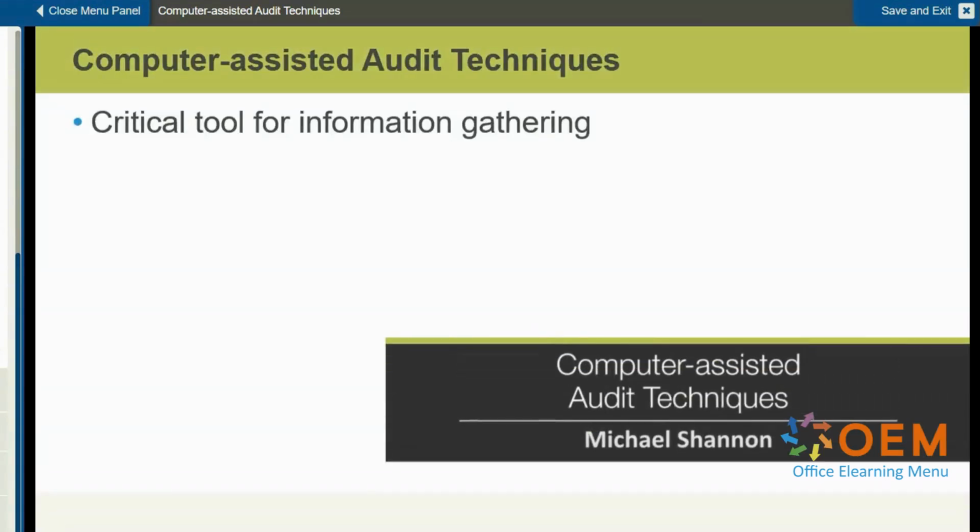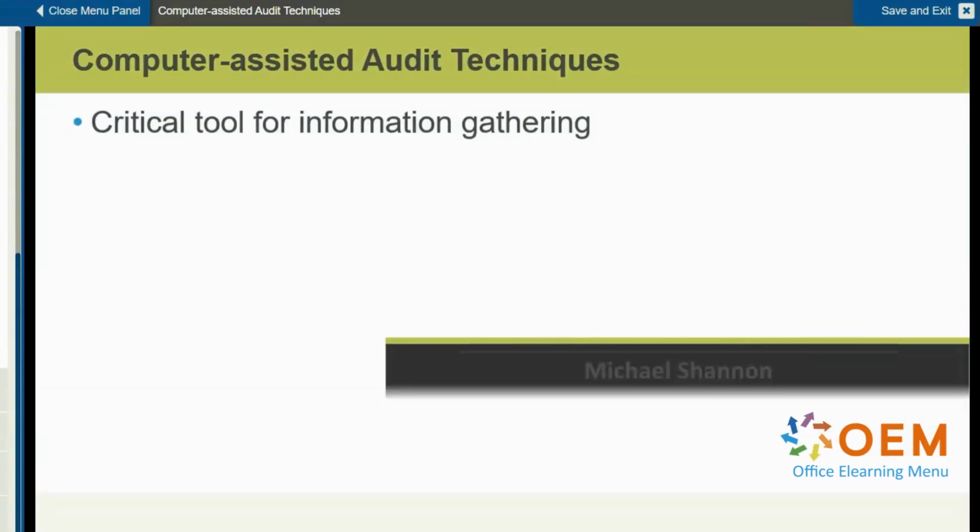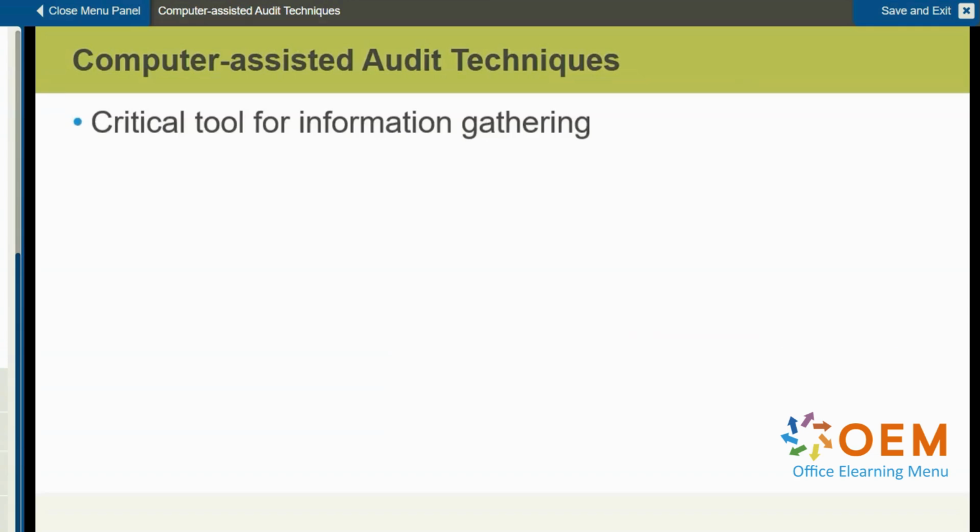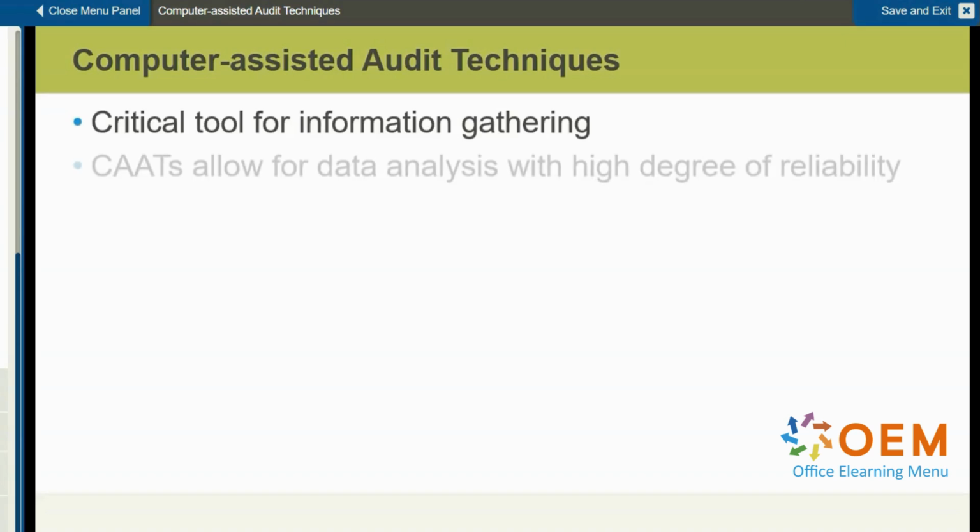In this video, we're going to explore computer-assisted audit techniques, or CATs. Since most information that the IS auditor is collecting is going to be in computerized, digitized form, it only makes sense that we have tools that allow us to collect this information from a wide variety of environments and actually analyze that information. CATs are critical tools for information gathering.